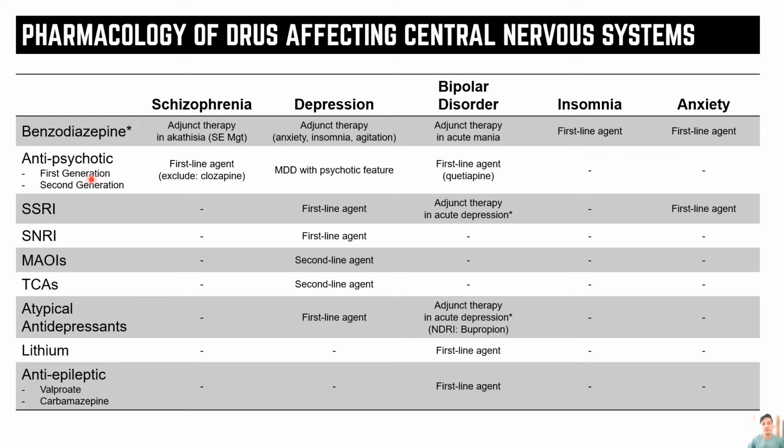Antipsychotics are used as the first-line agent in schizophrenic patients, except for clozapine, which we will discuss later in the next video. Antipsychotics also can be used as the first-line agent in bipolar disorder, as well as to treat major depressive disorder with psychotic features. Antidepressant drugs such as SSRIs and bupropion also can be used as adjunct therapy in acute bipolar depression. Lithium, valproate, and carbamazepine are the gold standard, acting as mood stabilizers in treating bipolar disorders.